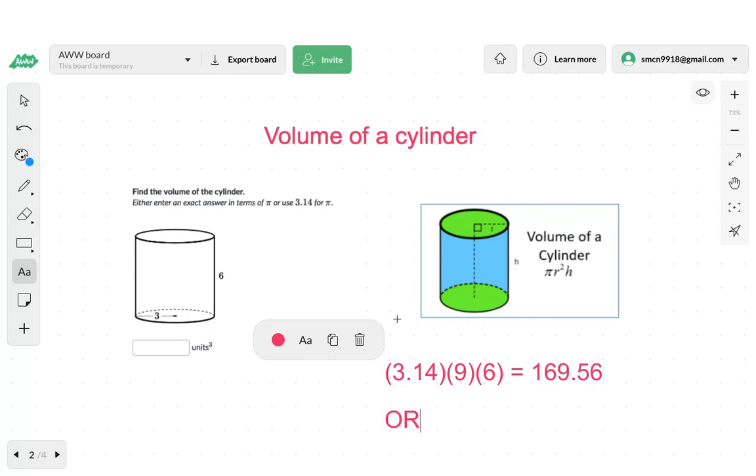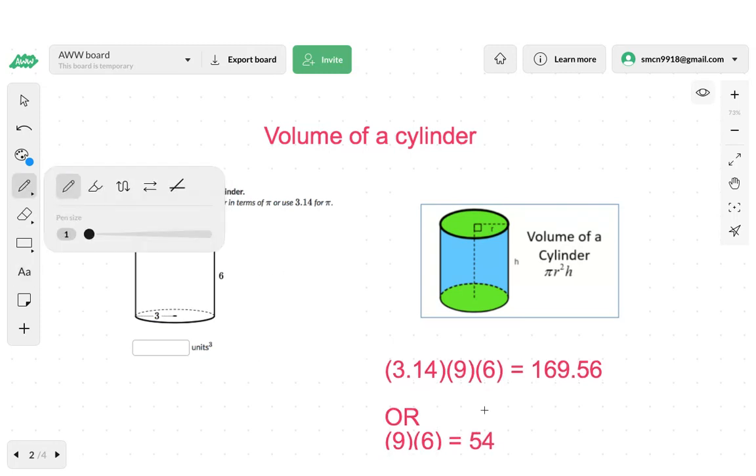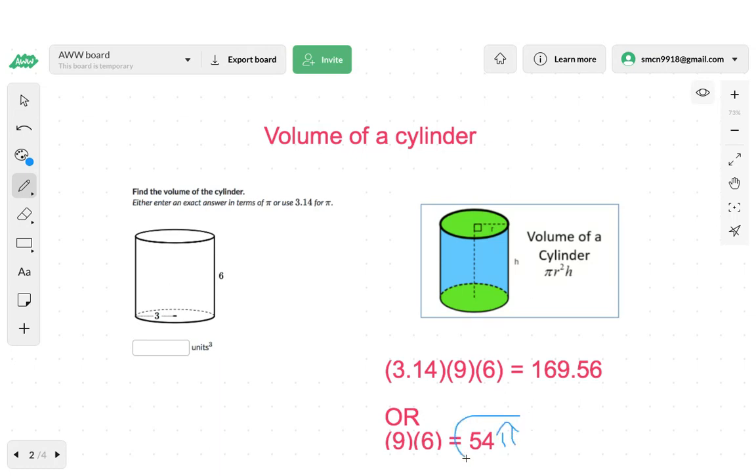Or, with the big or, you could do 9 times 6, just right from the formula. 9 times 6 is 54. And you can just add in the pi symbol on Khan Academy. Okay, so either answer is correct.